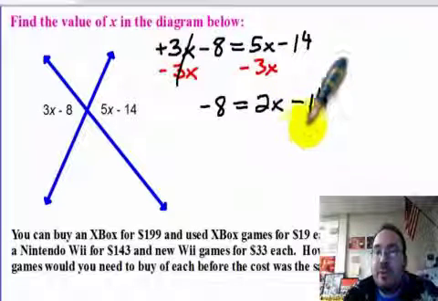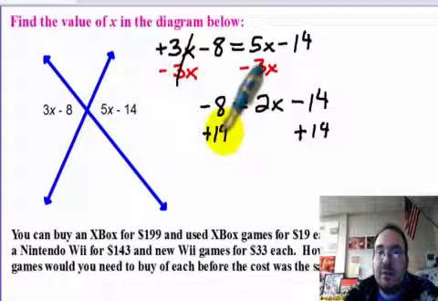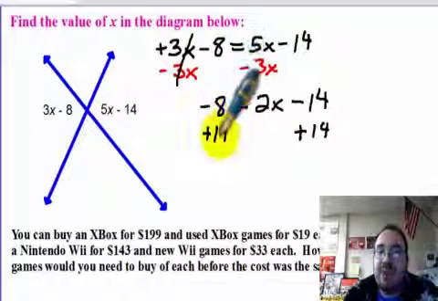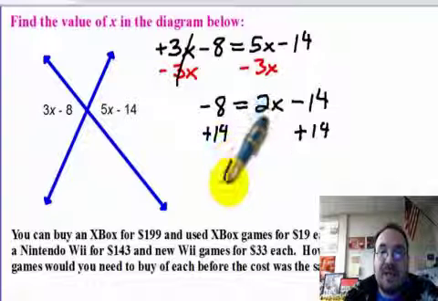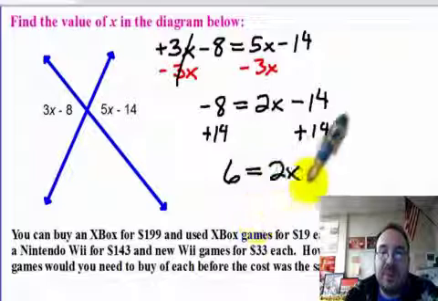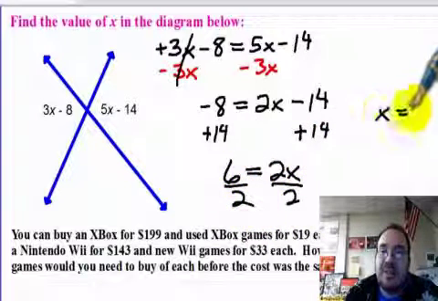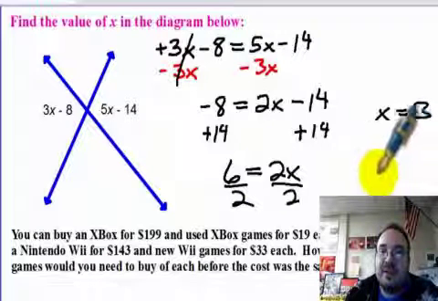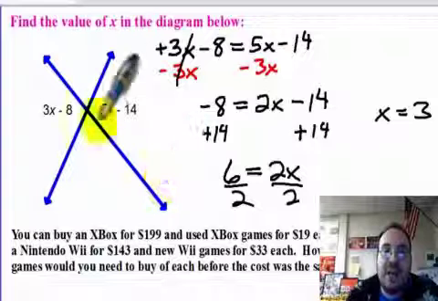Okay, now I need to move the 14 out of here, so I'm going to add 14 to both sides. And negative 8 plus 14, hopefully we're getting good at adding negative numbers by now. I get 6 equals 2x. And then divide everything by 2, and I get x equals 3. And you check your work and plug it back in. I think you'll find that these two angles are the same.